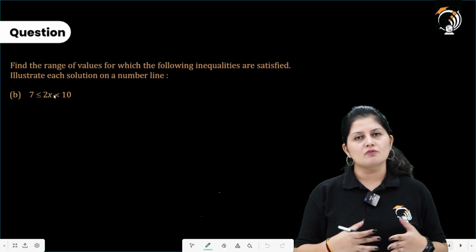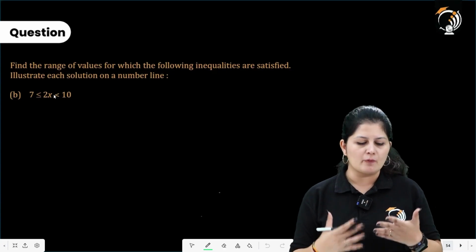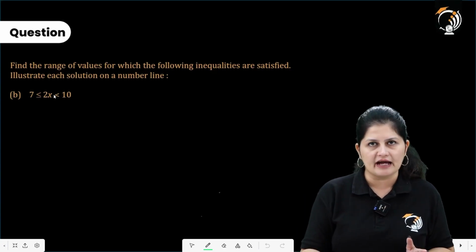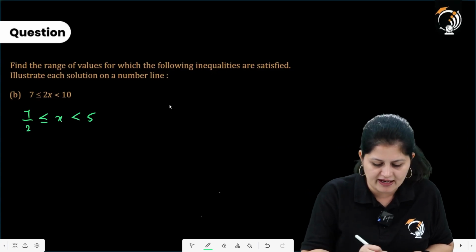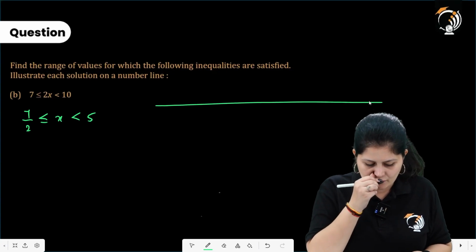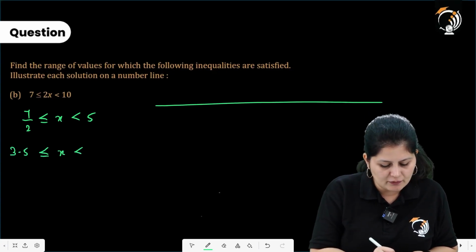Moving to the next part, we need to find the range of x here. What we will do is first separate x. How can we do it? By dividing the entire inequality by 2. So this is going to be 7 over 2 is less than or equal to x is less than 5. 7 over 2 is nothing but 3.5, so 3.5 is less than or equal to x is less than 5.